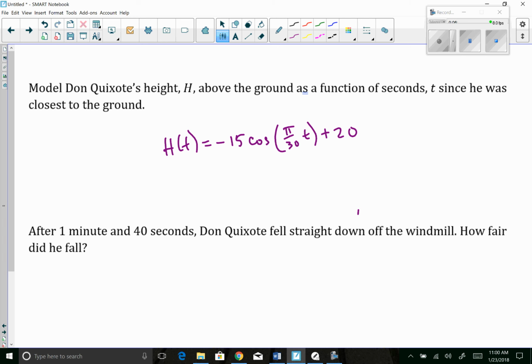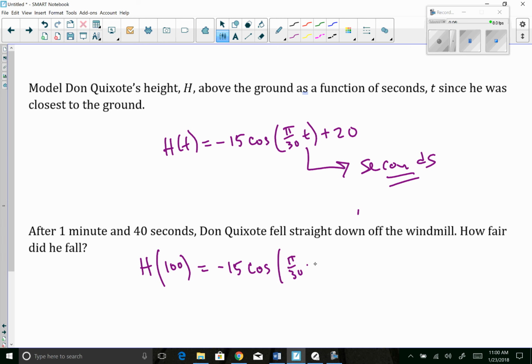So essentially, I'm asking you to find the height that he was on the windmill after a time of 1 minute and 40 seconds. Now, remember, this function, the time, is in seconds. So 1 minute and 40 seconds is 100 seconds. If I plug that into my calculator, remember you want to be in radians for this. If you're not in radians, it's going to give you a false answer. So you want to make sure of that.